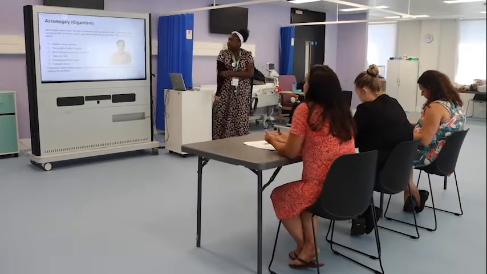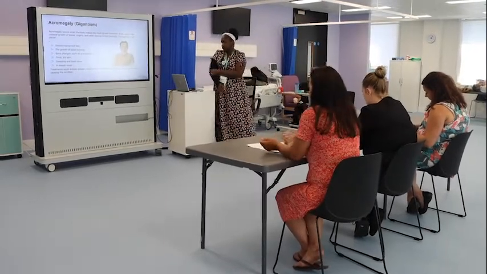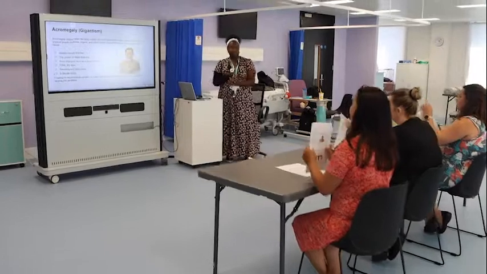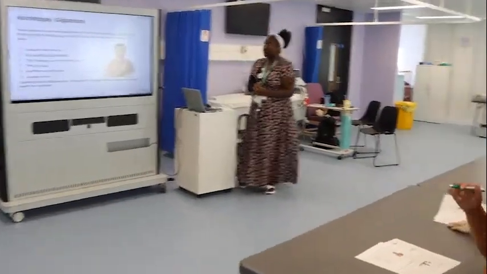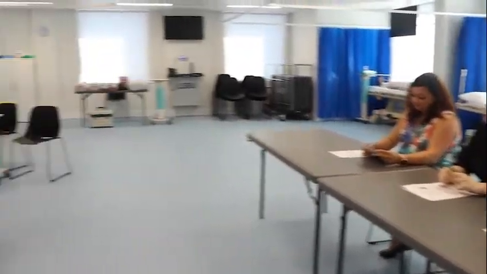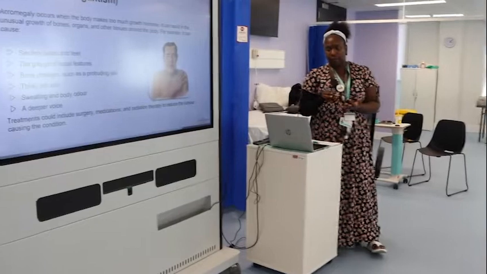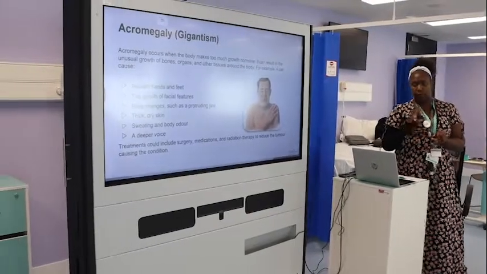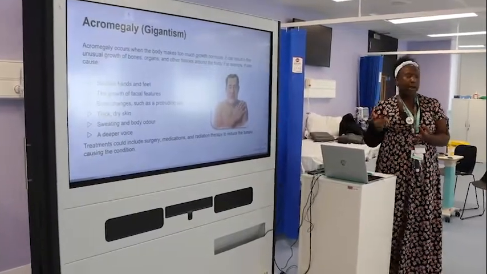And then you have acromegaly, which is also known as gigantism. So I'm probably showing my age here, but if you remember the wrestler Andre the Giant, do you remember Andre the Giant? So Andre the Giant had acromegaly. This usually occurs when the body makes too much growth hormone, and it can result in unusual growth of bones, organs, and other tissues around the body.